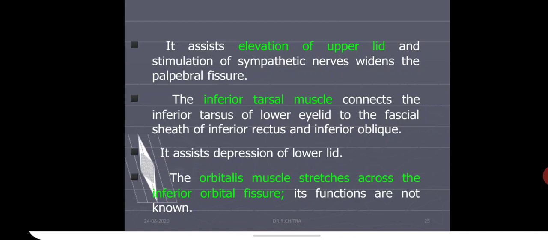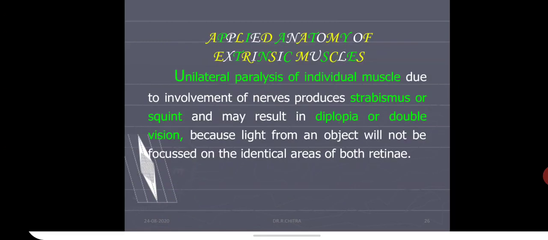So stimulation of sympathetic nerves in fright and anger widens the palpebral fissure. Inferior tarsal muscle connects the inferior tarsus of the lower eyelid to the fascial sheath of inferior rectus and inferior oblique muscle. It assists the depression of the lower eyelid. Orbitalis muscle stretches across the inferior orbital fissure and its function is not known. So we have completed the 10 muscles.